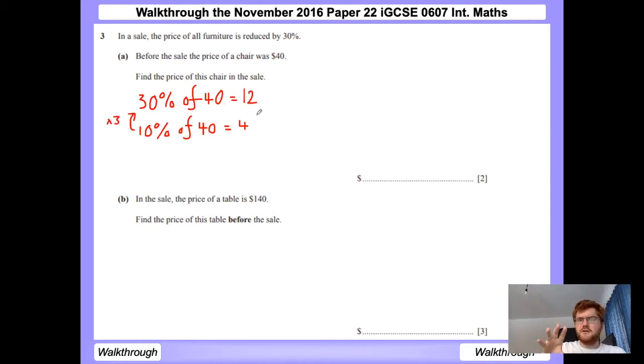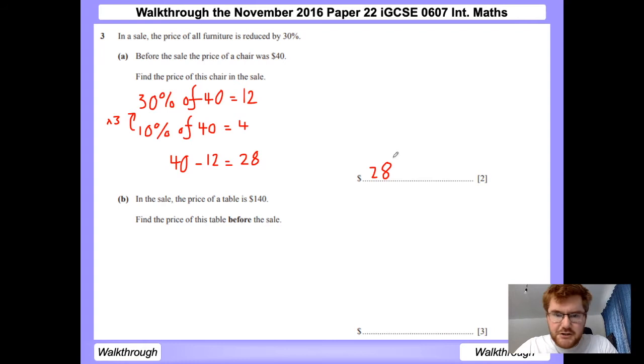But remember, $12 is not our final answer. It's the money we're going to take off from the price of the chair. So then we need to do 40 minus 12, and that's equal to 28. So the price of the chair is now $28. A complete bargain. Excellent. The next question is a bit trickier.